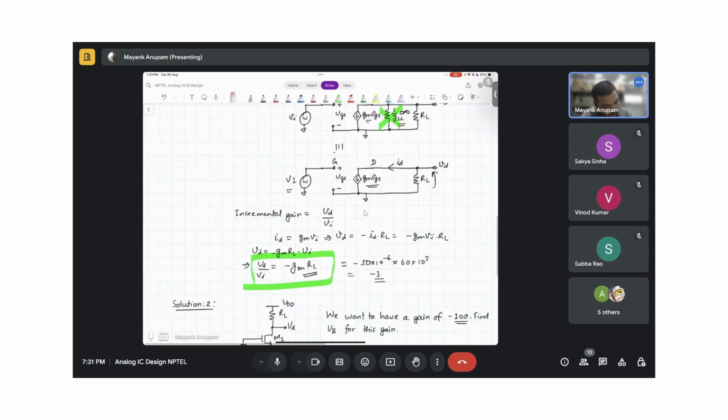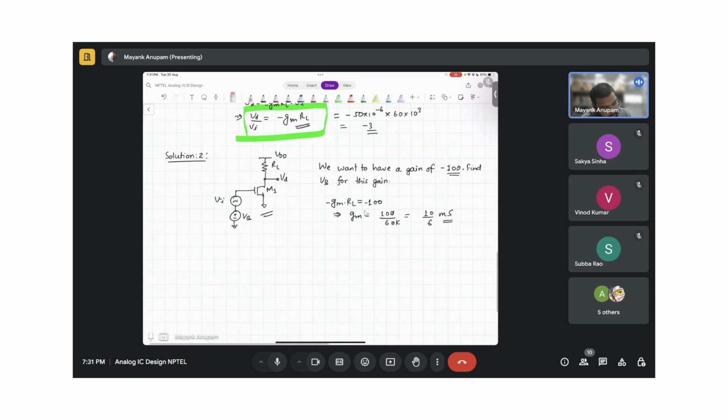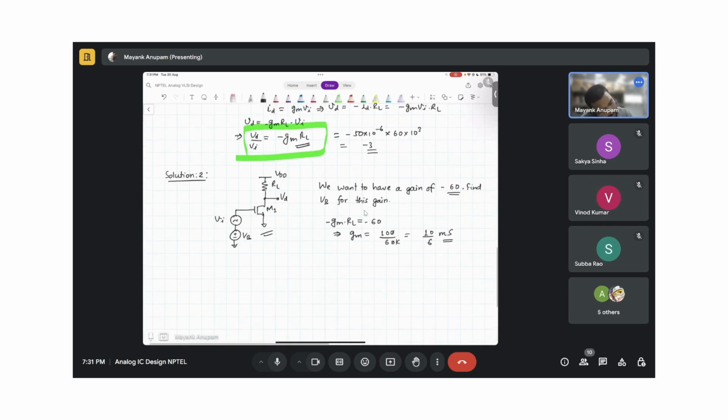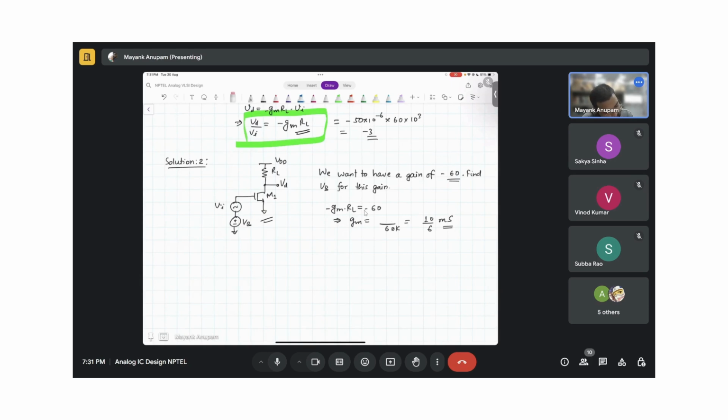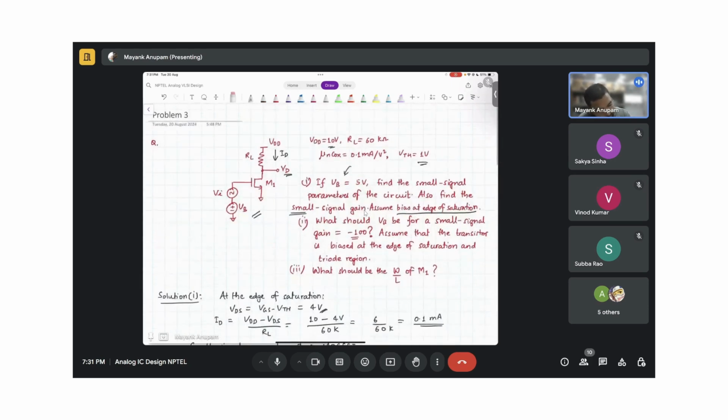RL is equal to how much? 60k, correct? So GM is equal to 100 upon 60k. So how much will that be? 10 upon 6 millisiemens, right? That's a weird number. So let's assume something else. Let's make it not 100 but 60. So that the calculation is easier.